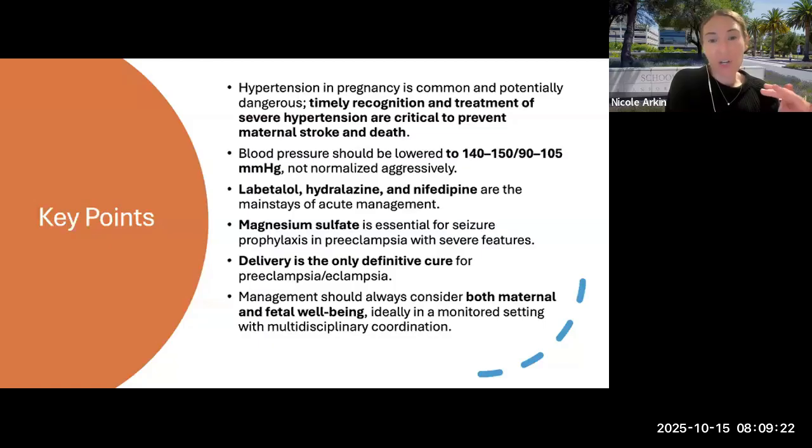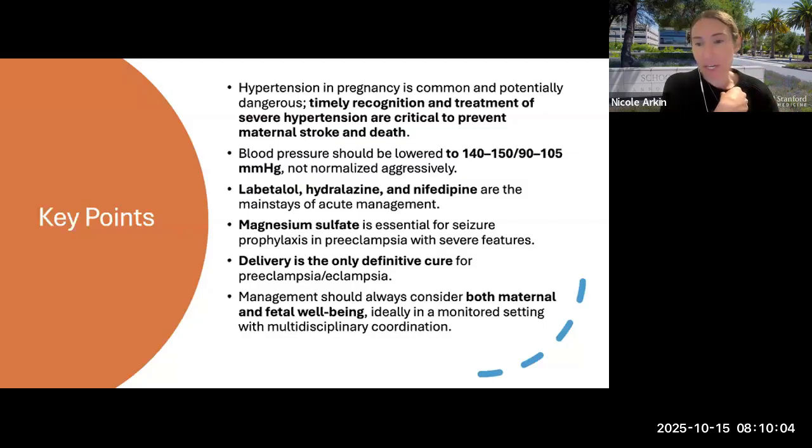We use labetalol, hydralazine, and nifedipine as the mainstays of acute management. Oftentimes PO if you're controlling over a longer period of time, but certainly reaching for your intravenous medications when you have an acute presentation. Magnesium sulfate is essential for stabilization and prevention of seizure specifically. It's neuroprotective against seizure. And delivery is really the only definitive cure for this state, so delivering the baby as safely and quickly as possible while stabilizing the mom.